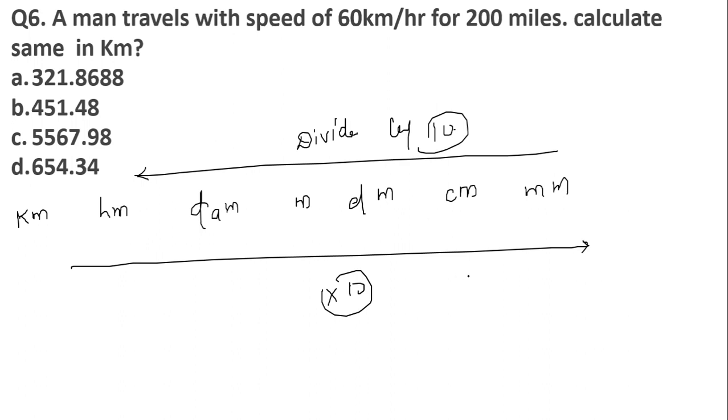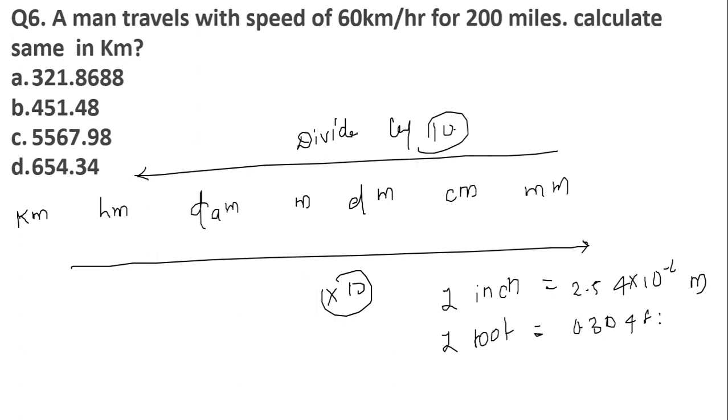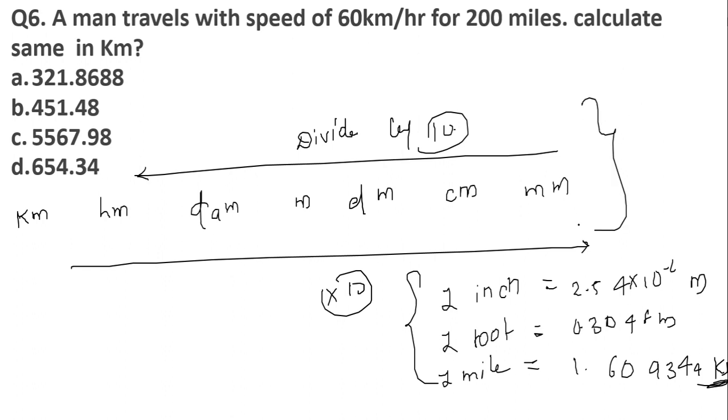And the second thing that you have to remember is the other three conversions that I have taught you. One is 1 inch is equal to 2.54 into 10 raised to minus 2 meters, and 1 foot is equal to 0.3048 again meters, and 1 mile is equal to 1.609344 kilometer. This is in kilometers. So if you know this chart and the rest of the conversions, you can simply solve any of the questions from the measurement of length.